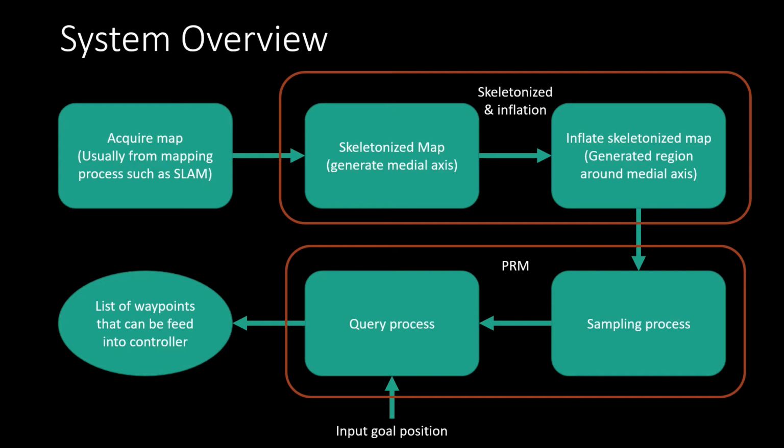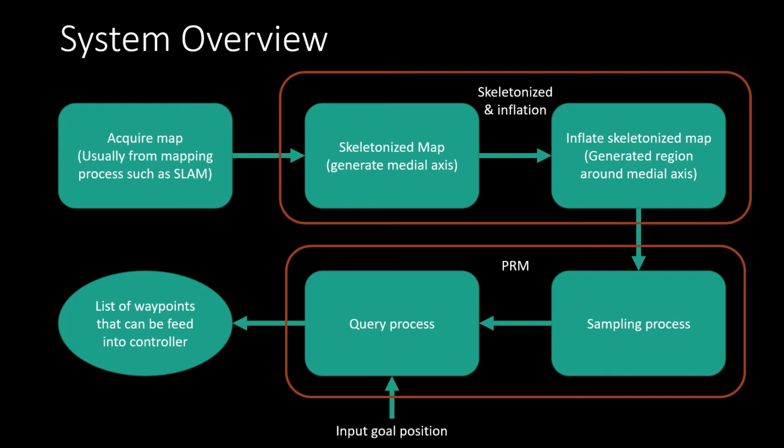Then it will be fed into our skeletonization and inflation process, where firstly we will generate a medial axis using the iterative thinning algorithm. After that, from the medial axis, we will inflate the medial axis to generate a region.